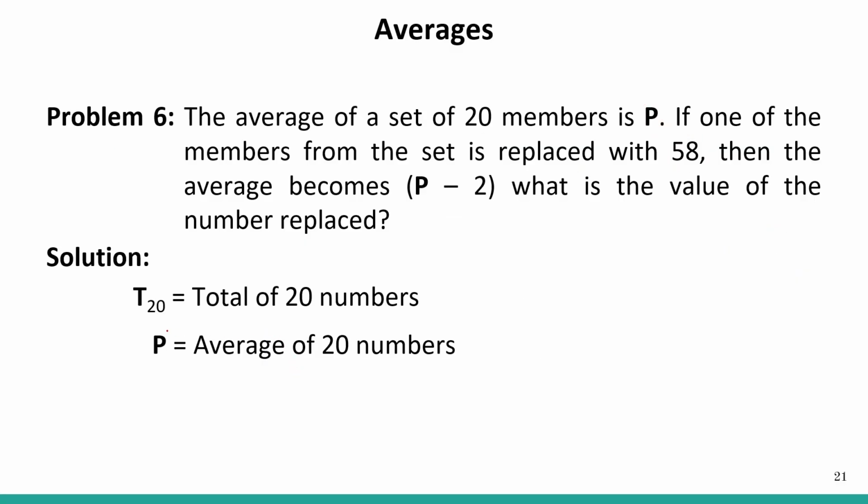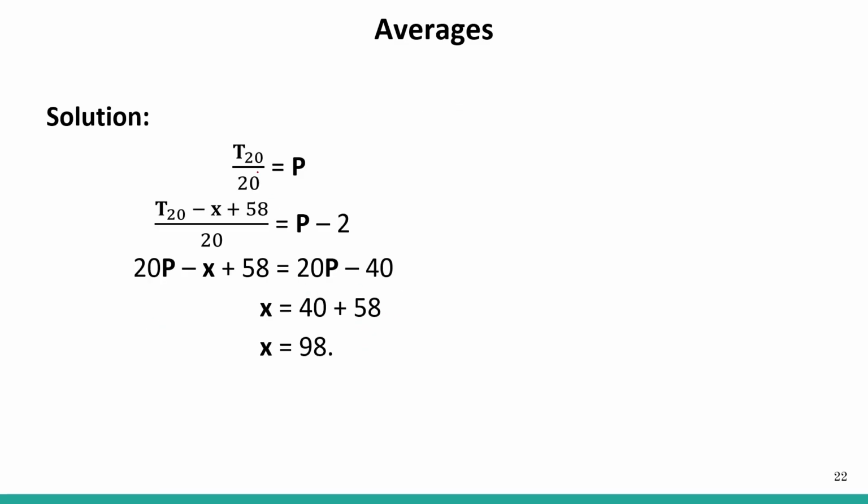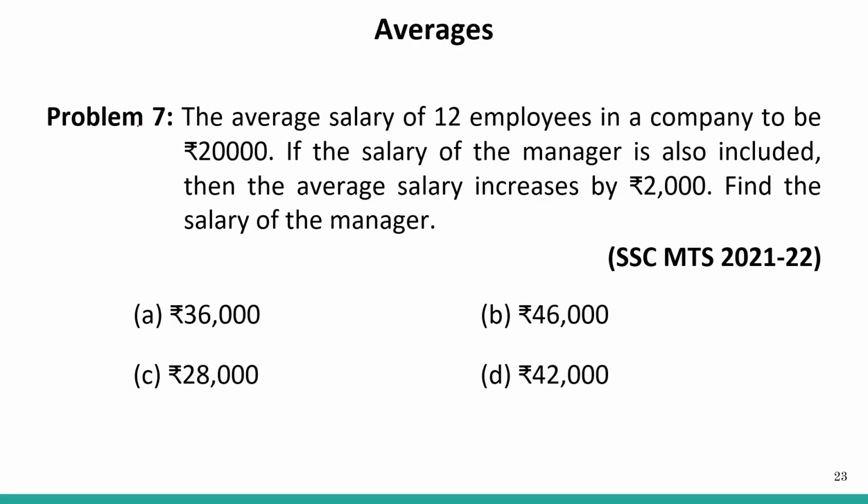So let's see. T20 is the total of 20 numbers, and P is the average of 20 numbers. So T20 by 20 is equal to P. So T20 minus x plus 58 by 20 is equal to P minus 2. So 20P minus x plus 58 is equal to 20P minus 40. So x is equal to 40 plus 58. So x is equal to 98. Okay. So let's see problem number 7.